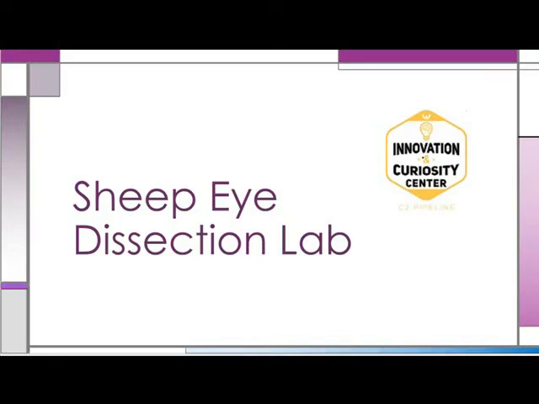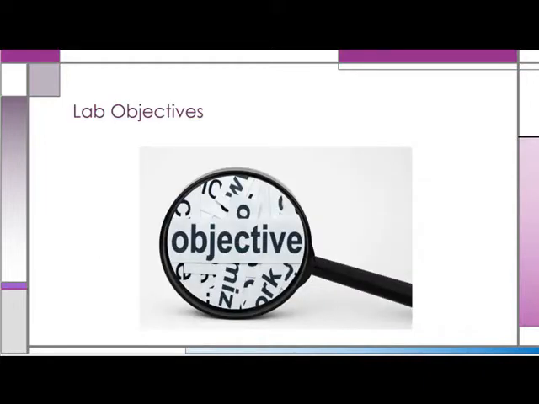Welcome to the C2Pipeline Innovation and Curiosity Center Sheep Eye Dissection Lab. By the end of this lab, you should be able to understand what the eye does, be able to identify the different parts of the eye and know their functions, and safely dissect the eye of a sheep.